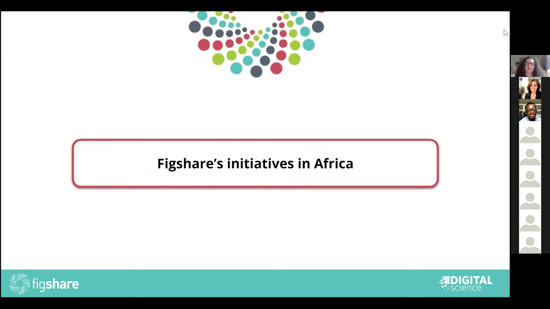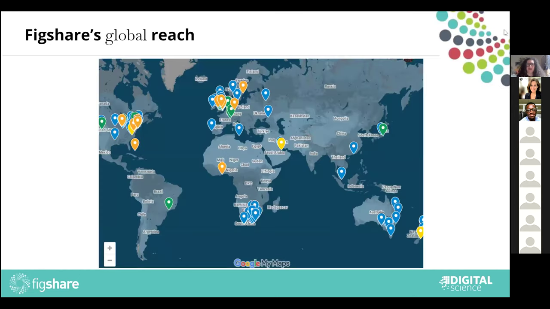So I'm going to talk very briefly about some of the initiatives that we've been doing in Africa in the last few years. This is our global reach, and I have put global in small letters, because as you can see in the Global South, we still have quite a few little dots, but not enough, mainly in South Africa. And Mark had referred to that also. I will mention that later, but also in Ghana.